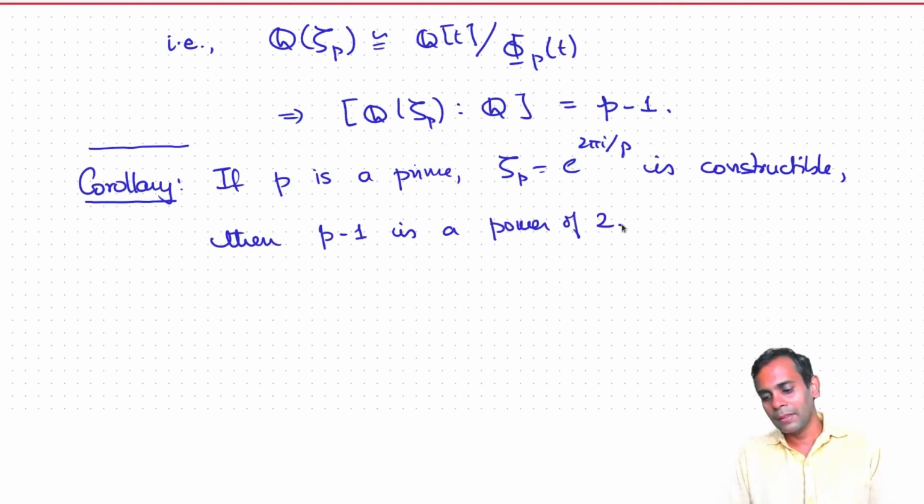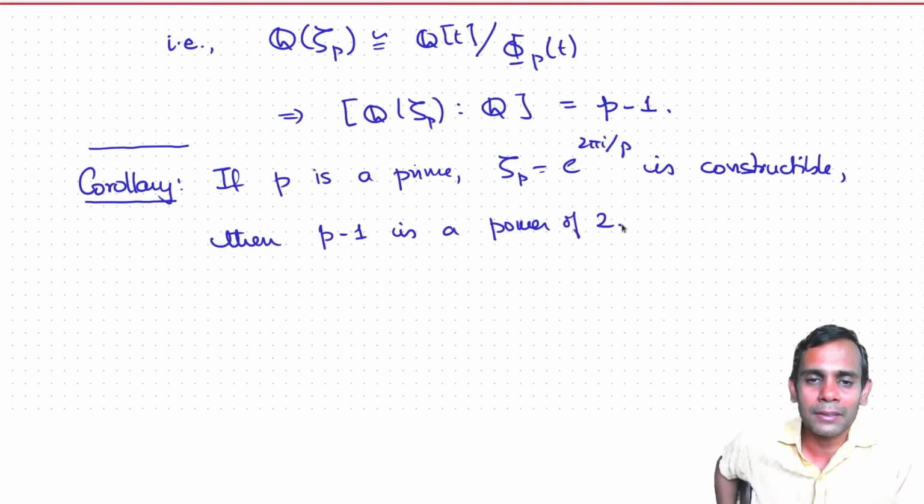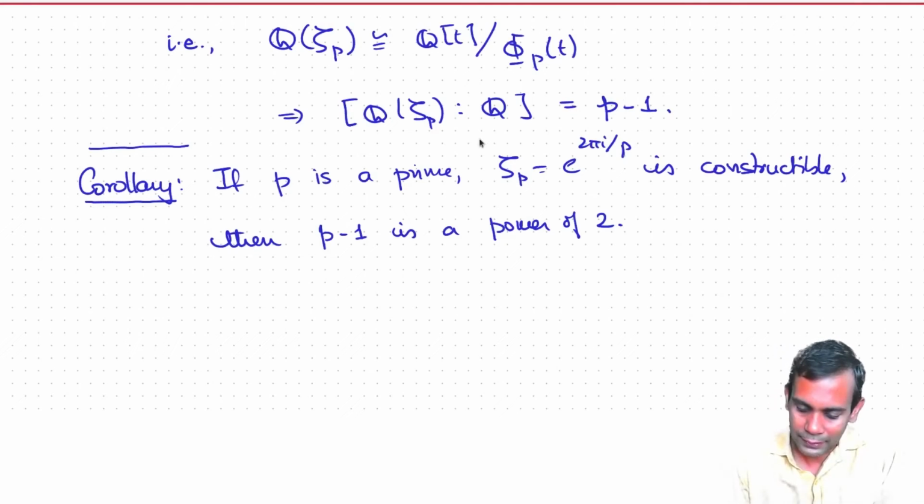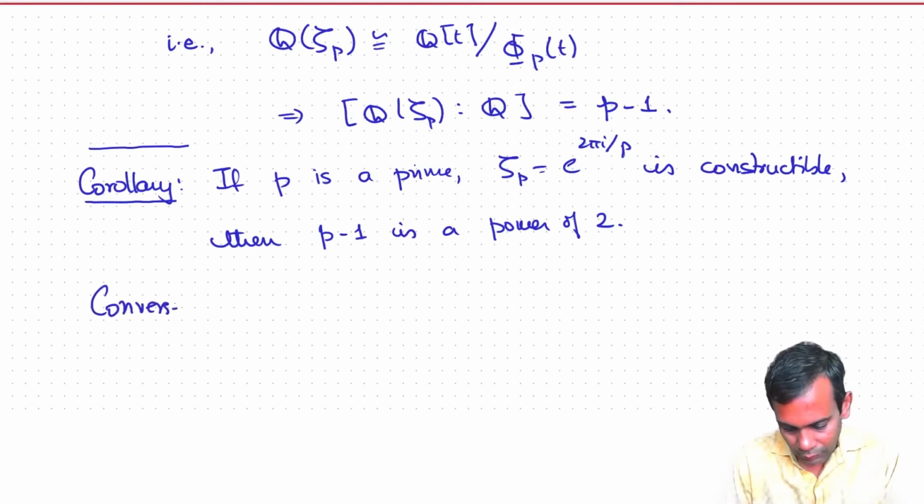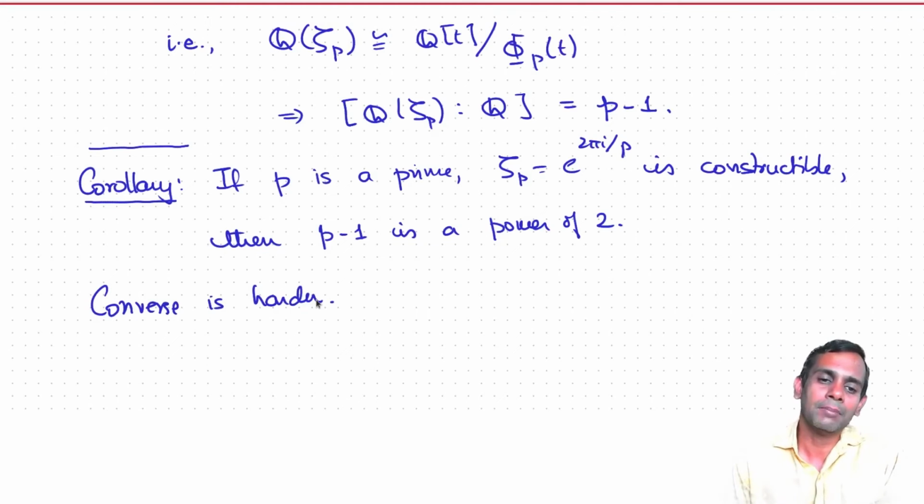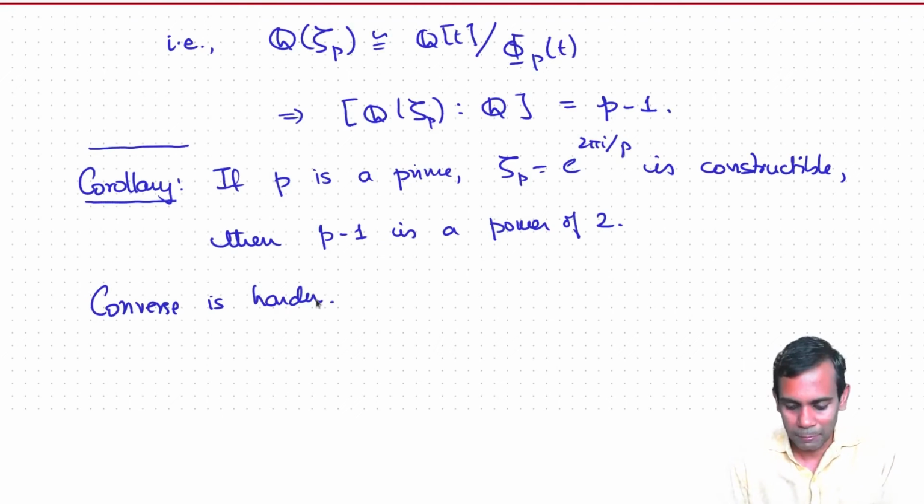Why is this? Well, of course, we've already seen that if you have a constructible number, then it generates a field extension of degree equal to a power of 2. So p minus 1 has to be a power of 2 by this earlier calculation. Okay, so the converse of this theorem is also true, but that is harder to prove. That is, if p minus 1 is a power of 2, then zeta p is constructible.